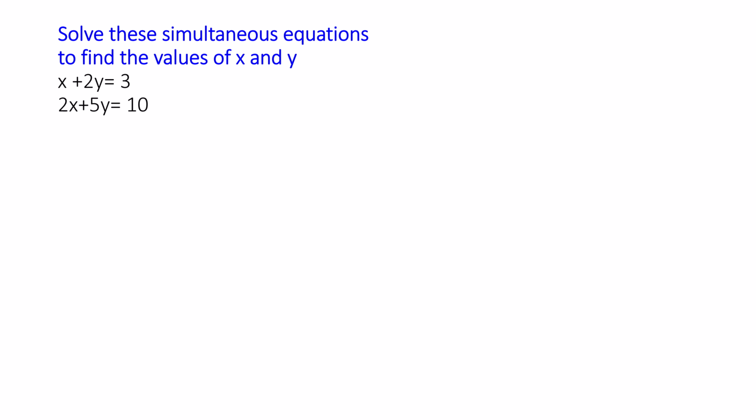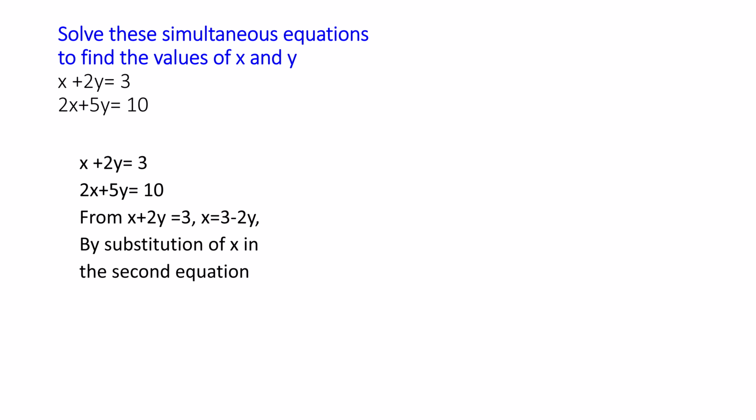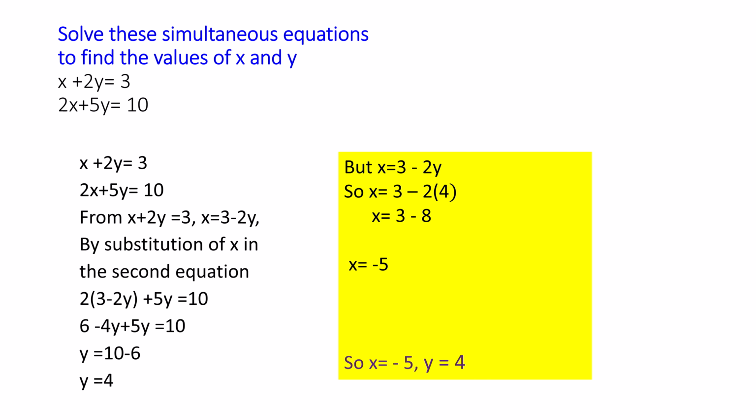Solve these simultaneous equations to find the values of x and y. x plus 2y is equal to 3, 2x plus 5y is equal to 10. So in this case, we first make x the subject of the formula so that we have x is equal to 3 minus 2y, and by substitution of x in this second equation, 2 into x, which is 3 minus 2y, plus 5y is equal to 10, and of course 2 times 3 is 6 minus 2 times 2y is 4y plus 5y is equal to 10, so y is equal to 4.